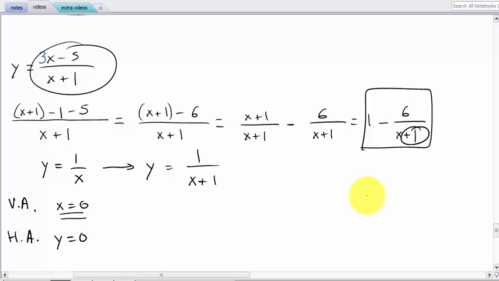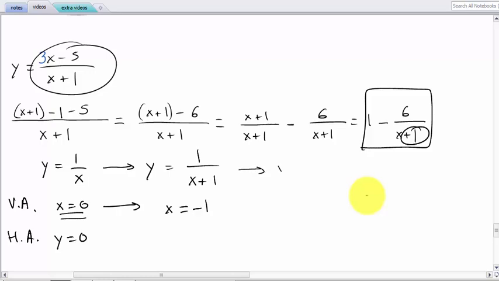But this is going to get shifted. This is a vertical asymptote, so it's going to get shifted. Where does it go? It moves 1 to the left, right? So it is x equals negative 1. That's it. Then what's your next move?